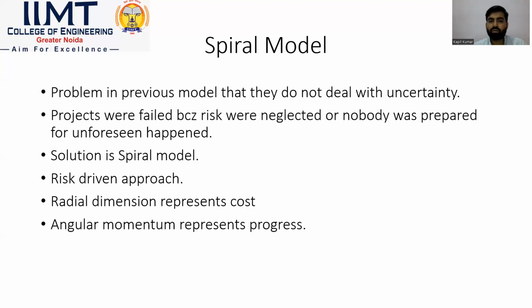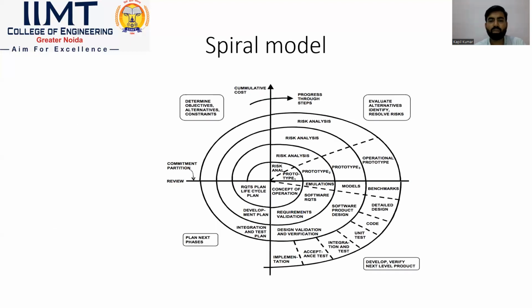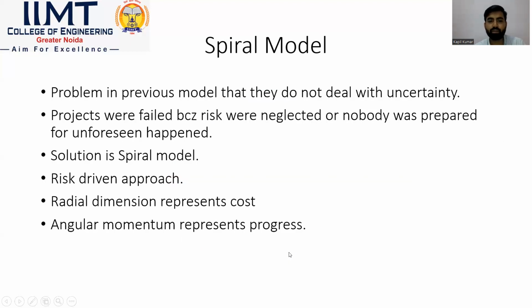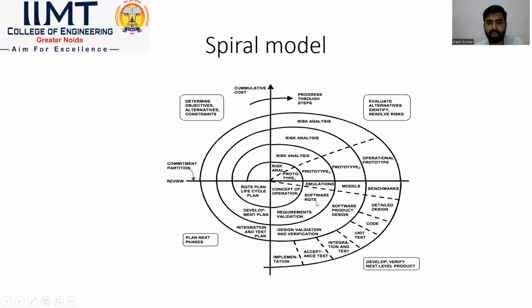The solution for that problem is the spiral model. It is a risk-driven approach. The radial dimension represents the cost, and the angular dimension represents the progress. If we complete one cycle, we can say we are done with 10% of the project. Then when we are done with the second cycle, we can say we are done with 20% or 30% of the project. This is how the spiral model works.